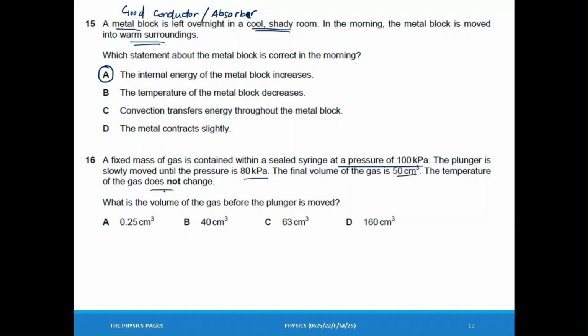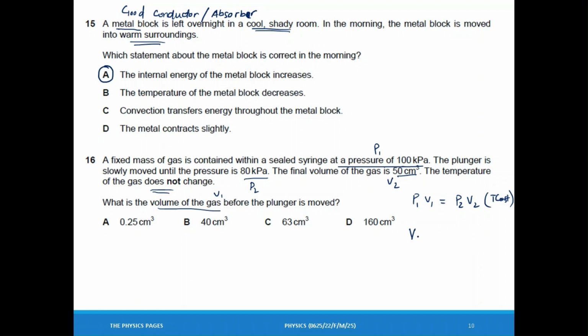So when there is no change in temperature, the pressure and volume are inversely related, and we know an equation: P1 V1 is equal to P2 V2 at constant temperature. This is called Boyle's law. According to Boyle's law, we have initial pressure P1 100, P2 80, V2 50, and we are going to find the volume of the gas V1.